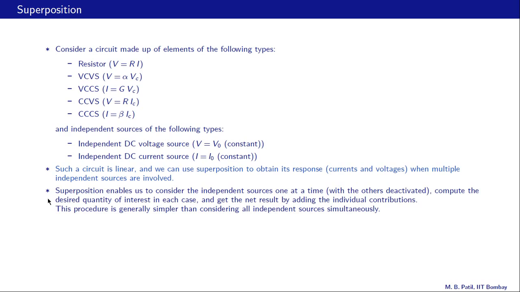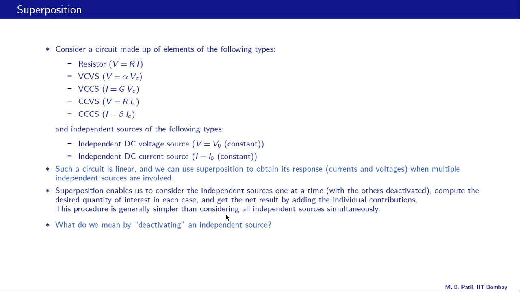The next question is, how do we use superposition? Superposition enables us to consider the independent sources one at a time with the other sources deactivated, compute the desired quantity of interest in each case, such as a current or a voltage, and then get the net result by adding the individual contributions. The advantage of this procedure is that it is generally simpler than considering all independent sources simultaneously.